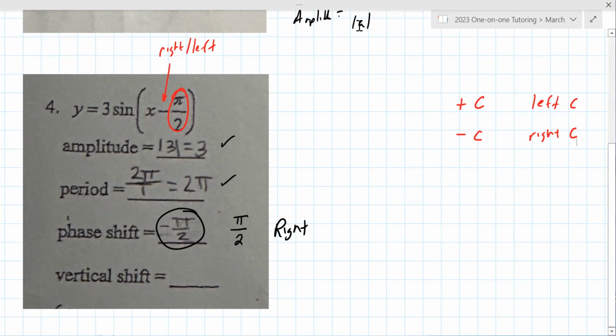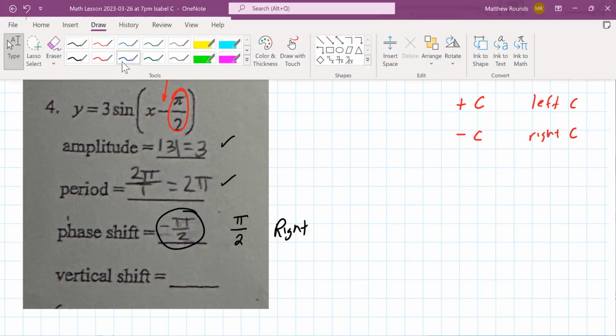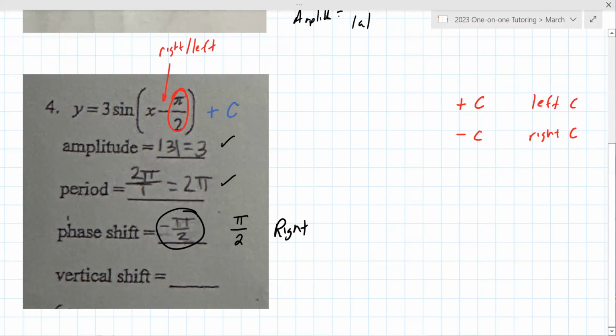Okay. So now the vertical shift is, there's plus 0 here. So there is no vertical shift. It is 0. And just like when you were dealing with quadratics, the vertical shift is always outside parentheses. So you can think of this plus 0 as being that number outside the parentheses.